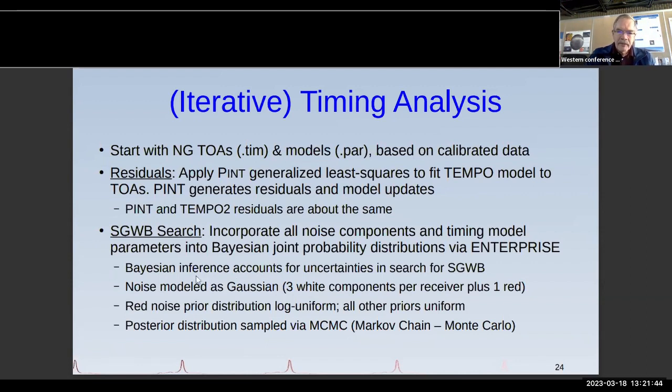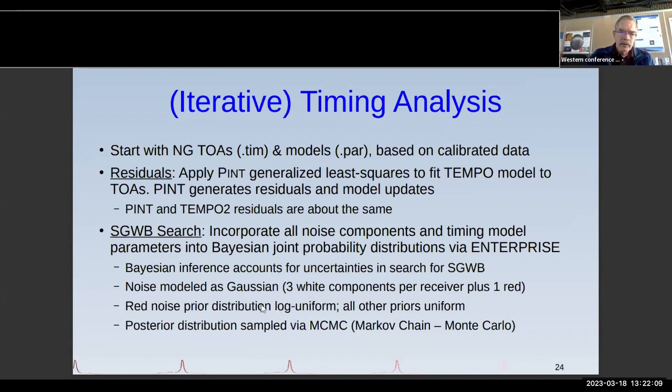But the Bayes inference model accounts for the uncertainties in the search. And the noise is modeled as Gaussian. So you set up the noise as Gaussian. There's the white components we talked about, your radiometer noise. And then you have the red components, which is the low frequency noise. And there are these models for each receiver. The red noise is modeled.